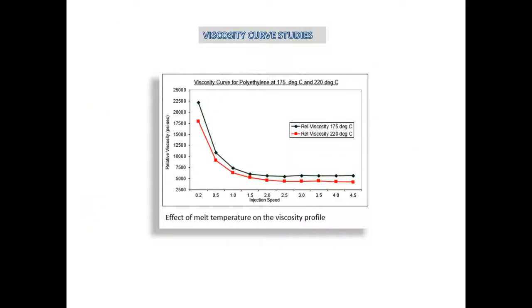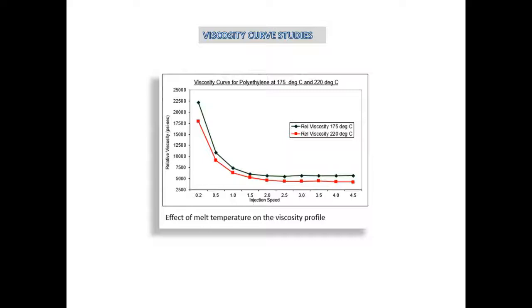So the first study we're going to look at is a viscosity curve study, and this particular study is a viscosity curve for polyethylene at 175 and 220. The first data points are under the black at 175, and then the red is representing the 220 degrees Celsius data. A couple things to note.